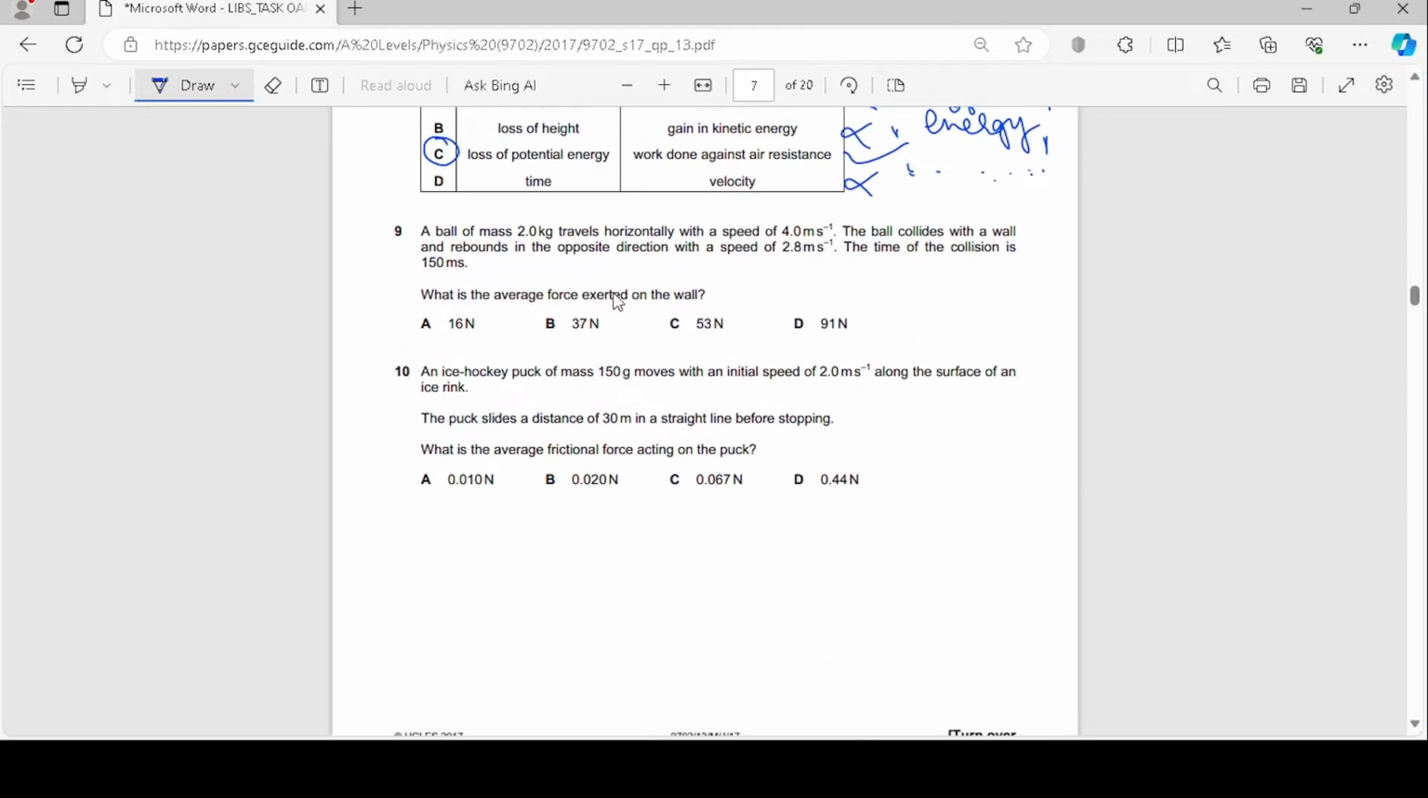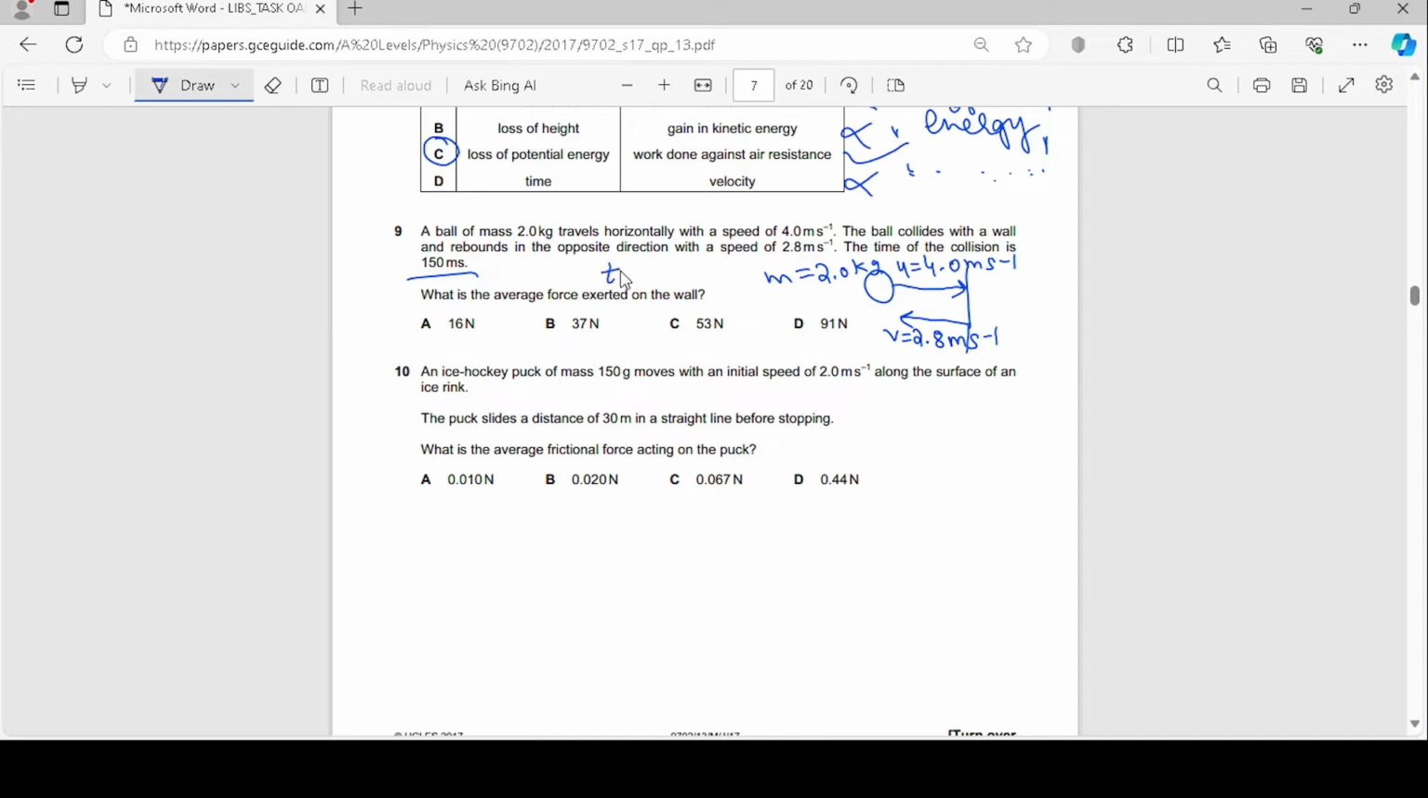A ball of mass 2.0 kilograms travels horizontally with a speed of 4.0 meters per second. So this ball has a mass of 2.0 kilograms and it is traveling horizontally with a speed of 4.0 meters per second. Let me take this as my initial velocity, 4.0 meters per second, which I'm going to denote as u. Then the ball collides with the wall and rebounds in the opposite direction with a speed of 2.8 meters per second, which I'm going to denote as v, my final velocity. Okay, 2.8 meters per second. And the time of collision is 150 milliseconds.